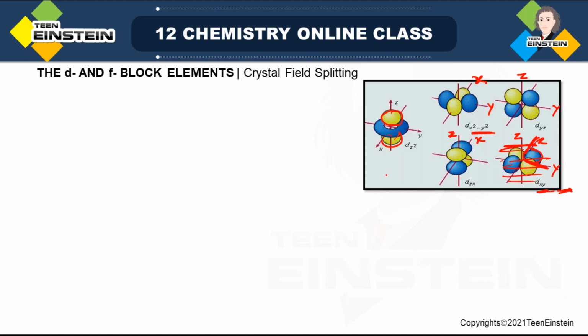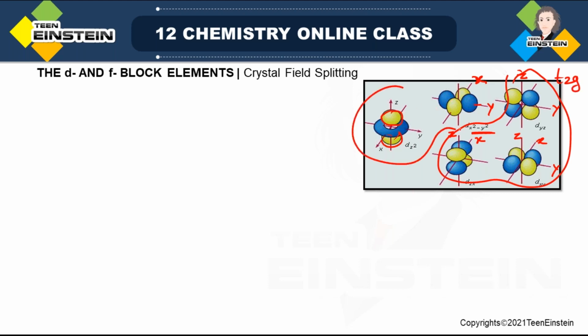In dxy, lobes are in between the axes, right? But now it is directly on the axes. So this is the difference. Now we will divide all these 5 d orbitals into two categories. In one category, you will have these 3 d orbitals, and that category will be called t2g. Another category, where the lobes are directly on the axes, will be called eg. These eg and t2g terms are mostly used for octahedral geometry.